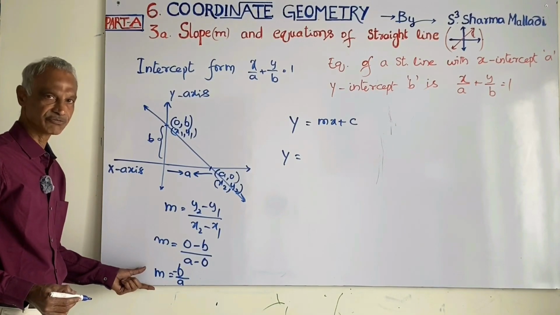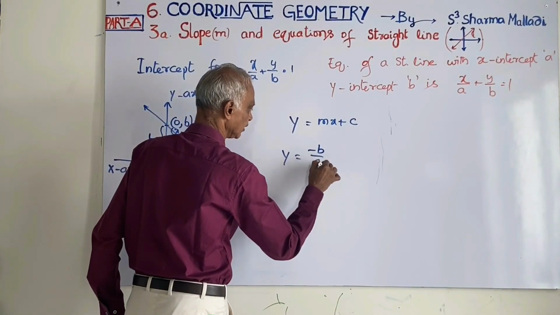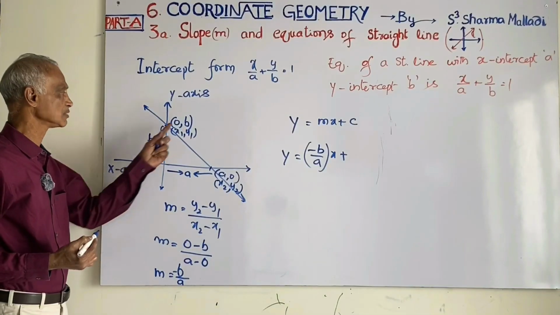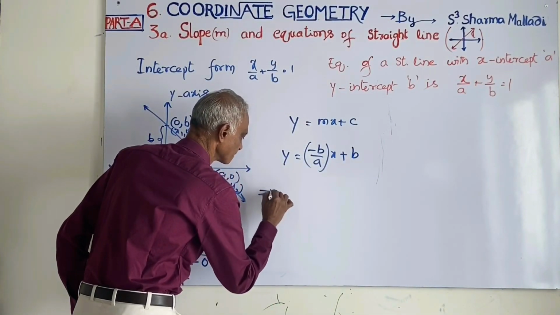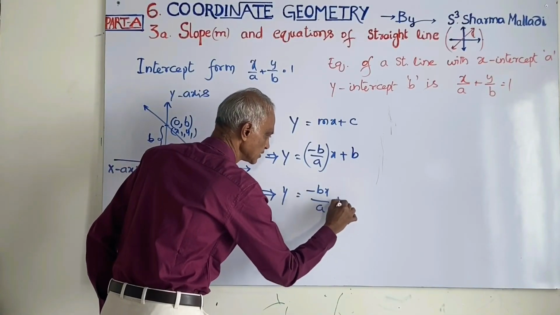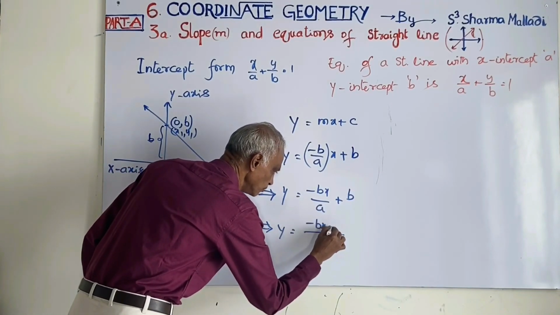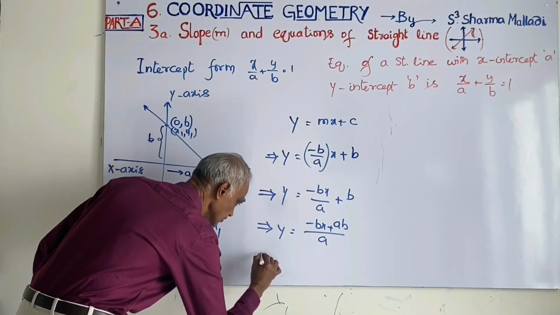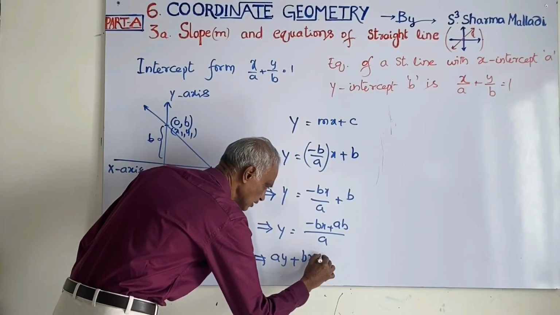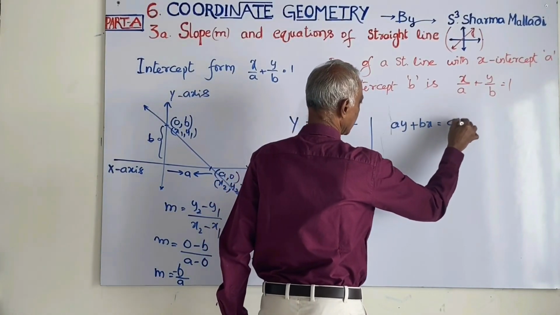Now substitute the value of slope m, minus b by a, in this line. y is equal to minus b by a into x plus c. C means y-intercept, and here the y-intercept is b, so take b here. y is equal to minus bx by a plus b. Taking LCM, y is equal to (minus bx plus ab) by a. Multiply this with this: ay is equal to minus bx plus ab. Minus bx comes this side and it becomes ay plus bx is equal to ab.